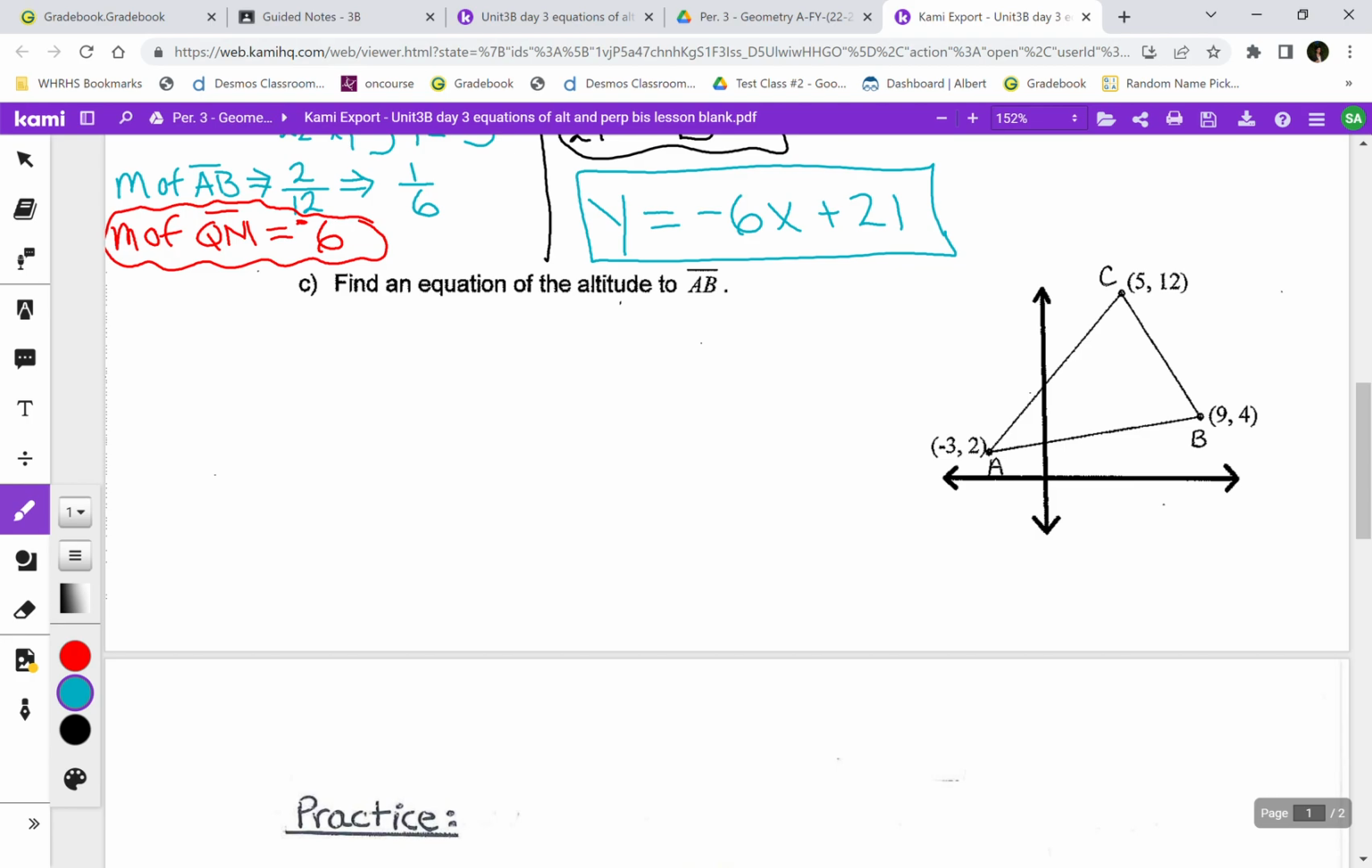Now, an altitude starts at a vertex. Does it connect to the midpoint? No, it doesn't bisect. It doesn't split it. What does an altitude do? It forms right angles. So can I say that it connected to M, the midpoint? No. So I got to come up with a different letter. D. Sure. There's D.